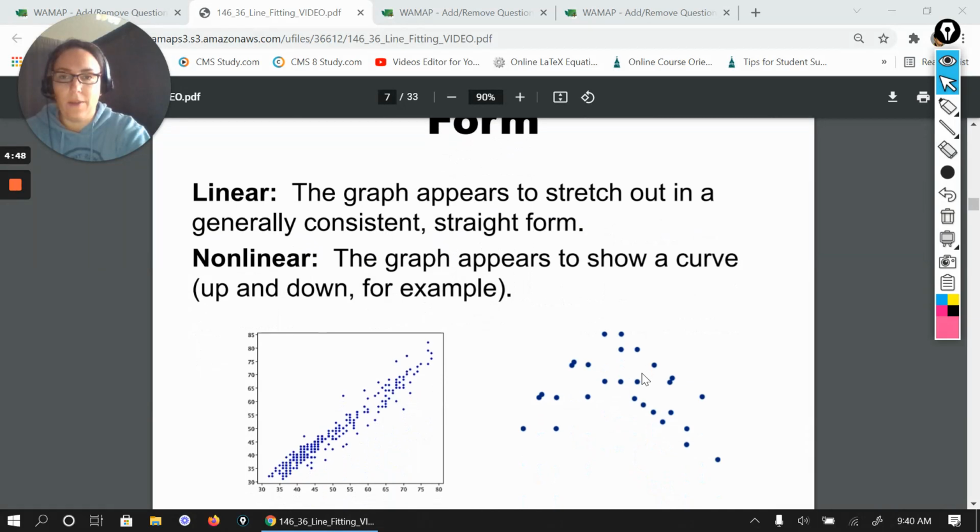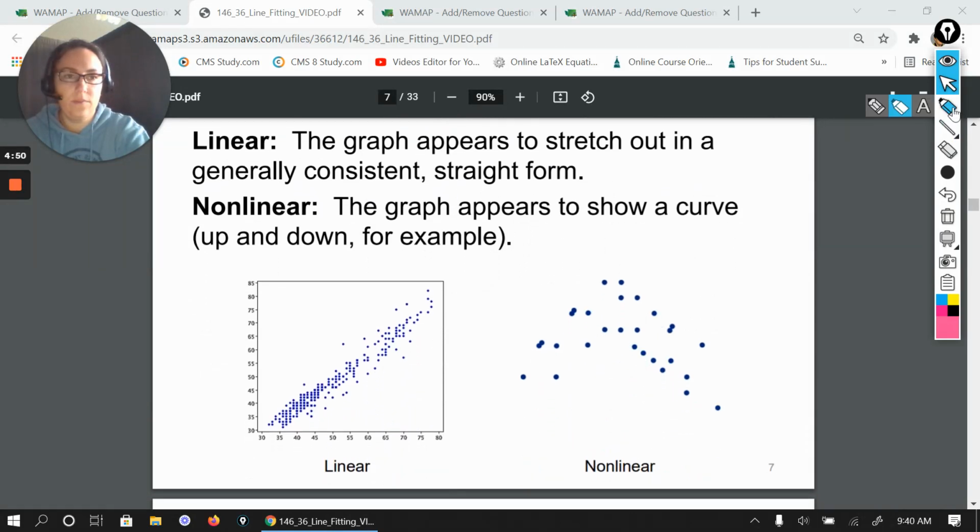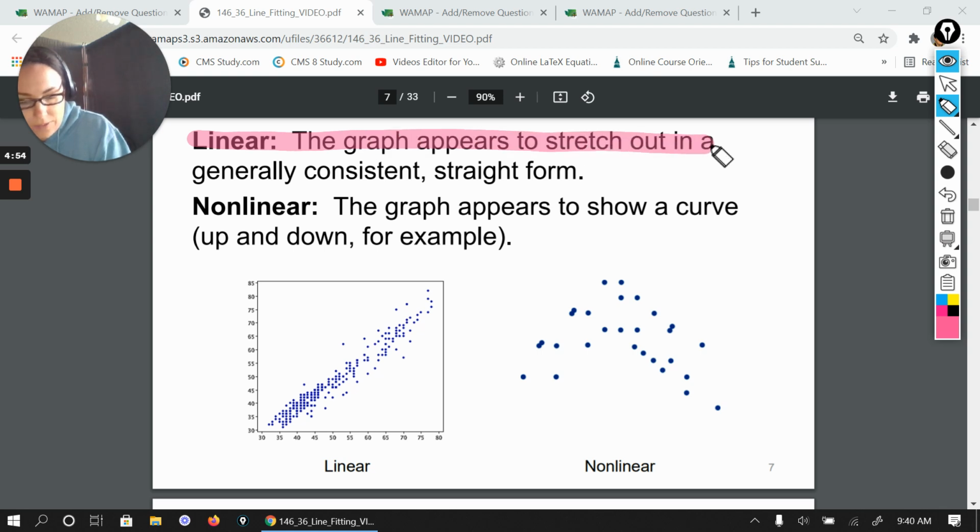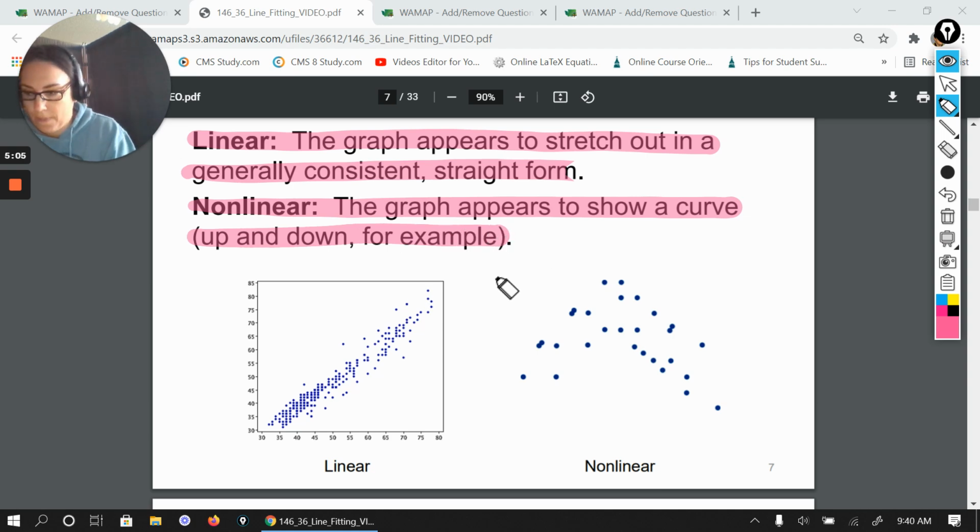Next, let's talk about form. Linear form means the graph appears to stretch out in a generally consistent straight form. Nonlinear means the graph appears to show a curve up and down, for example. So this is an example of linear. This is an example of nonlinear.